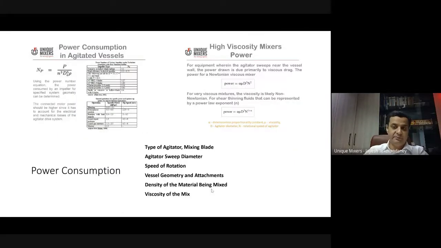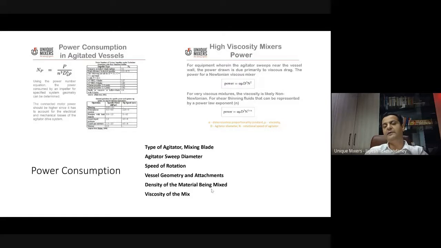Yeah, power consumption. That's another important aspect when it comes to mixing equipment, because you need the material to be converted from one state to another. Okay, that needs an input of energy, and in this case, we provide that energy with motors of a specific power. Now, how do you decide what power the motor needs to have?